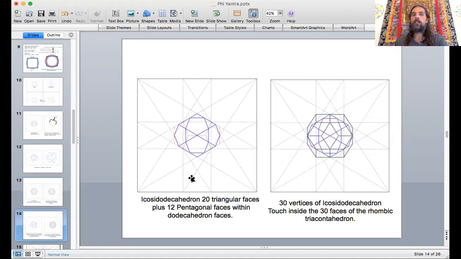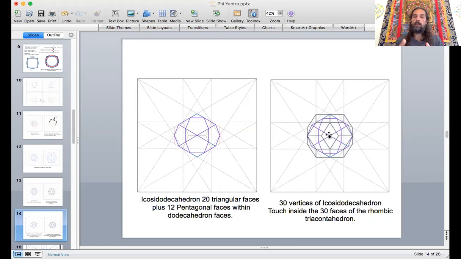Another form, because the rhombic triacontahedron also has a dual form, is called the icosidodecahedron. I'm going to show it because it's very easy to draw within this Phi Yantra pattern that I'm showing you. It's basically within the pentagonal faces of the dodecahedron. It's another pentagonal face connecting the internal center points of the first dodecahedron. And that will create these 20 triangular faces and another set of 12 pentagonal faces. And that form, like I said, has 30 vertices.